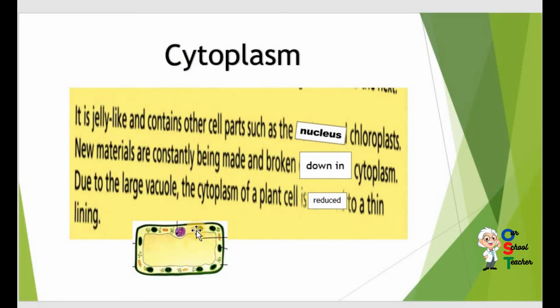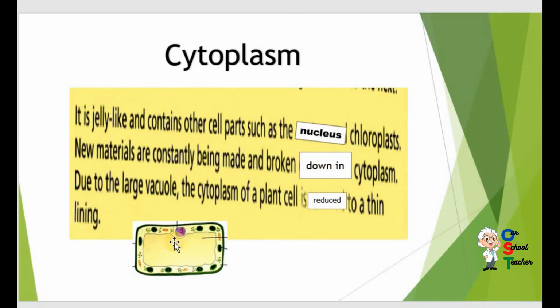Okay, the cell is filled with a liquid that is known as cytoplasm. It is a jelly-like material. Jelly-like means the consistency is not as liquid; it is semi-solid. So it is jelly-like and contains other cell parts such as the nucleus. You can see the nucleus in the cytoplasm, chloroplast, and vacuole. New materials are constantly being made and broken down in the cytoplasm.